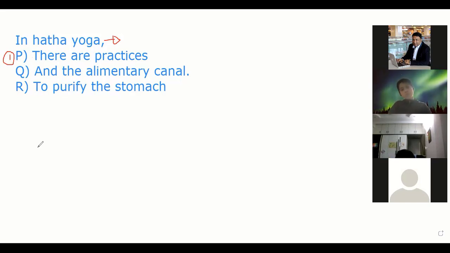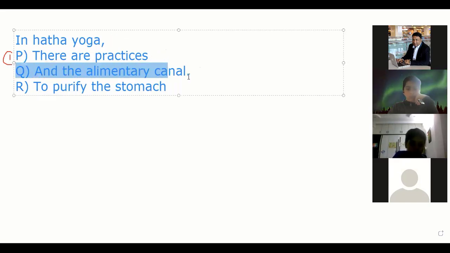There is no kind of a starting clause, right? Yes, sir. So that's why, guys, you will say in Hatha Yoga, there are practices. Now you have to see what can connect practices. Tell me now. Sir, to purify the stomach. There are practices to purify the stomach. That is why this will come first. And then Q, sir. Correct.